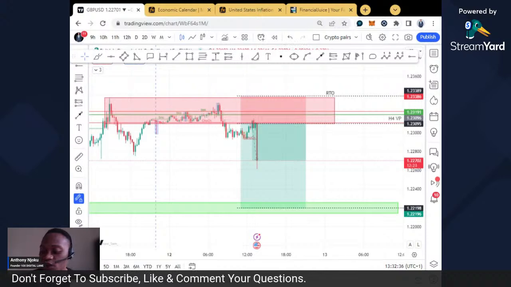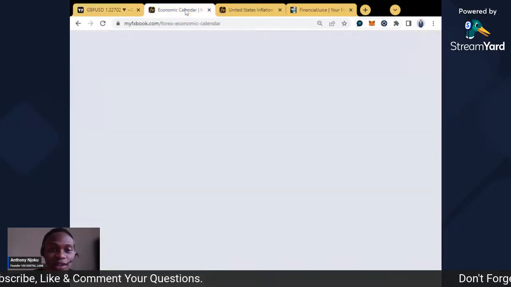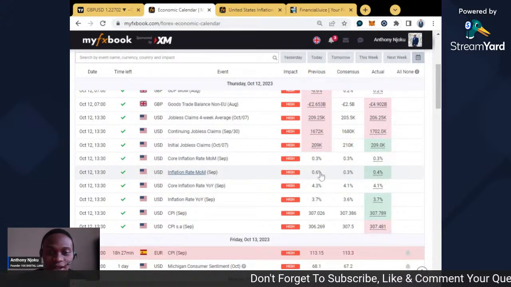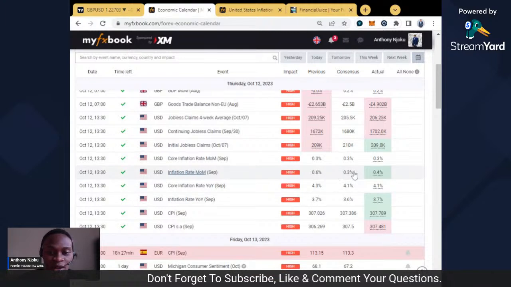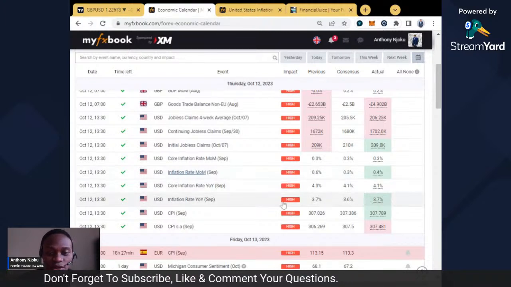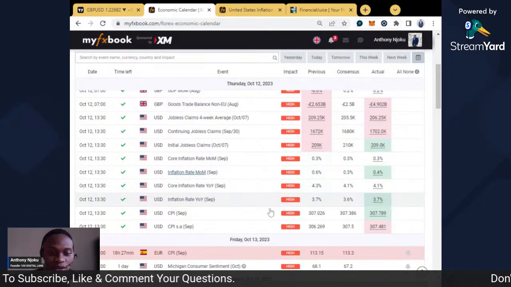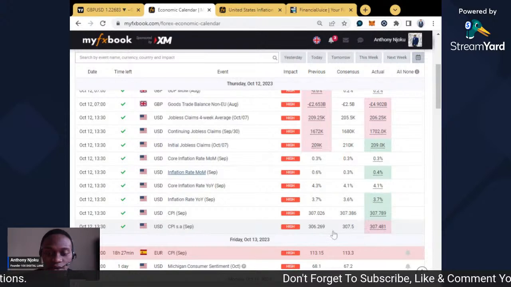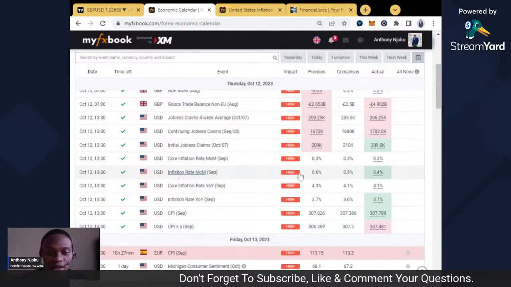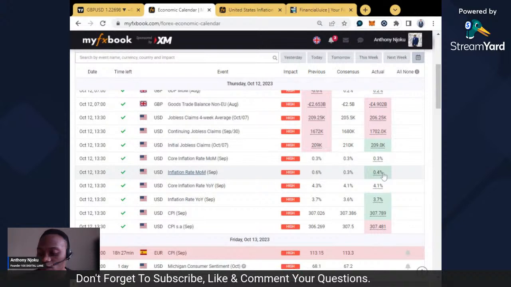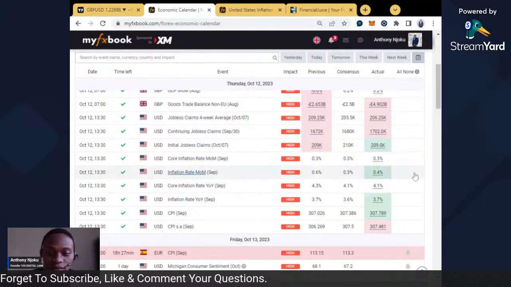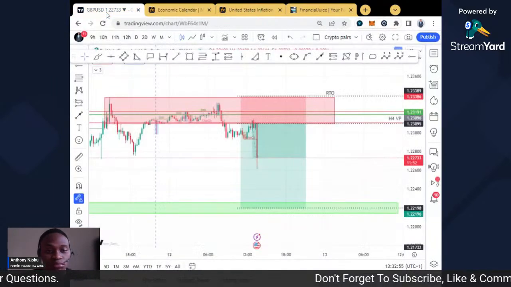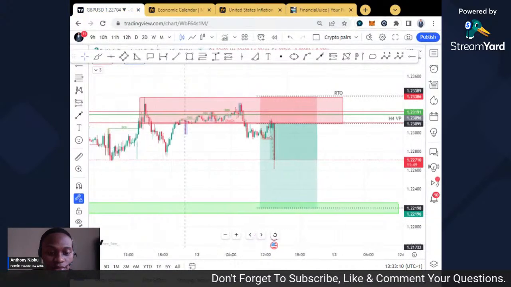The inflation rate was higher than expected. You can see the data here. The previous one was 0.6, but it was higher than this. And then the inflation rate year over year was higher also. You see the CPI over here was quite low, but the most important one was this inflation rate month over month. So you can start looking for setups on GBPUSD if you're not in. If you're in already, put on the trade and milk the market.